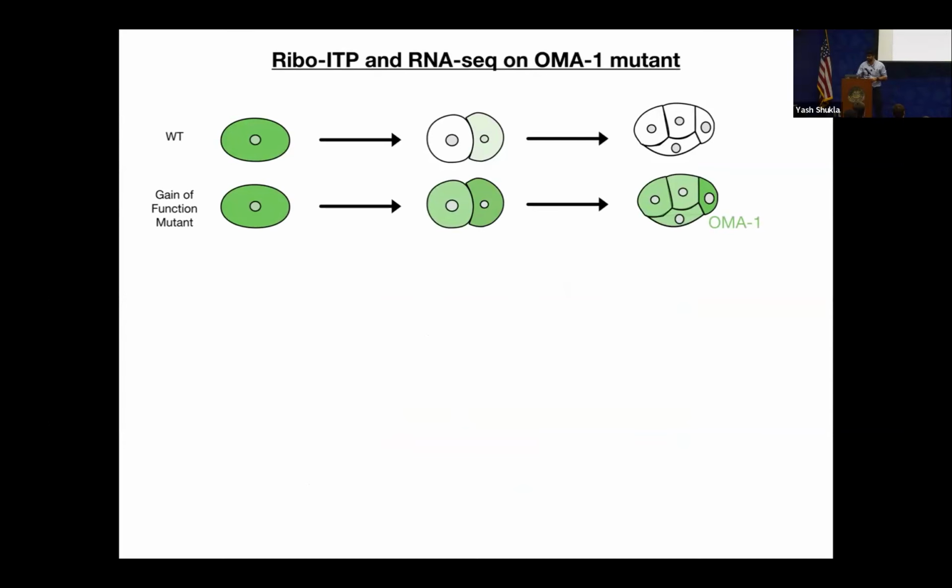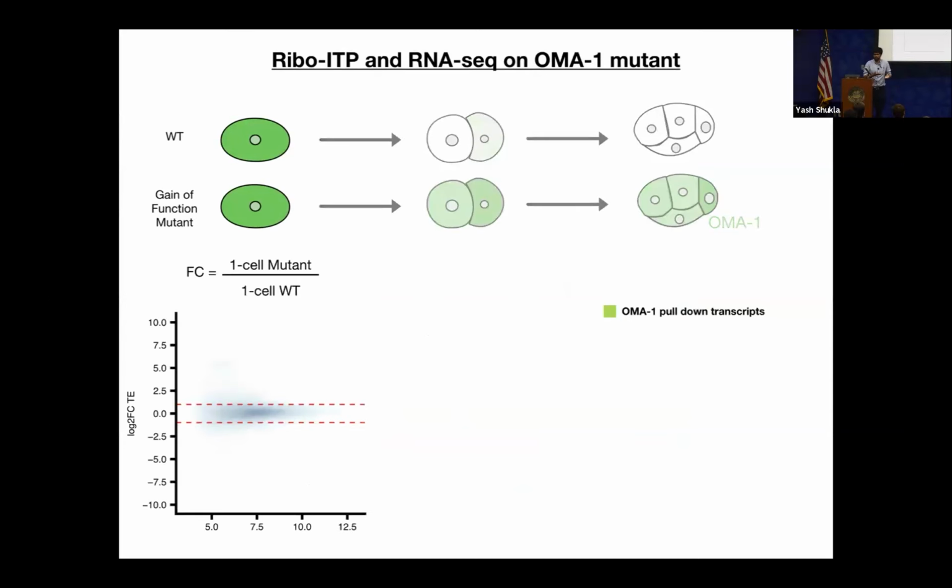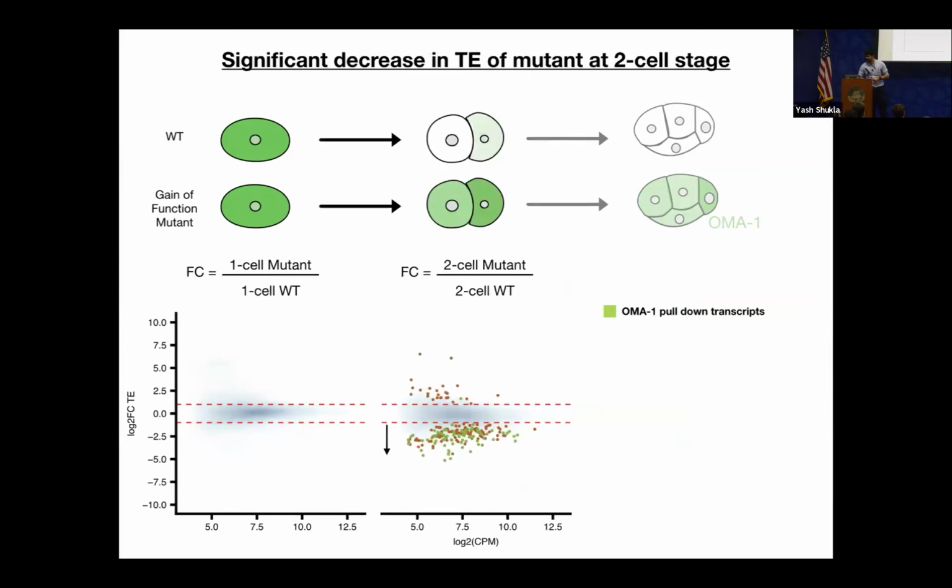What we observed was that at the 1 cell stage, we don't see any difference between the wild type and the mutant in terms of translational efficiency, which makes sense because in both cases, OMA1 is not degraded. However, at the 2 cell stage, we see a large decrease in translational efficiency in the case of the mutant. What's interesting is that in green, I'm showing you previously identified mRNA species from an OMA1 pull-down experiment. But we are observing other mRNAs that were not previously identified in those experiments, along with the fact that there's some upregulation that is also happening.